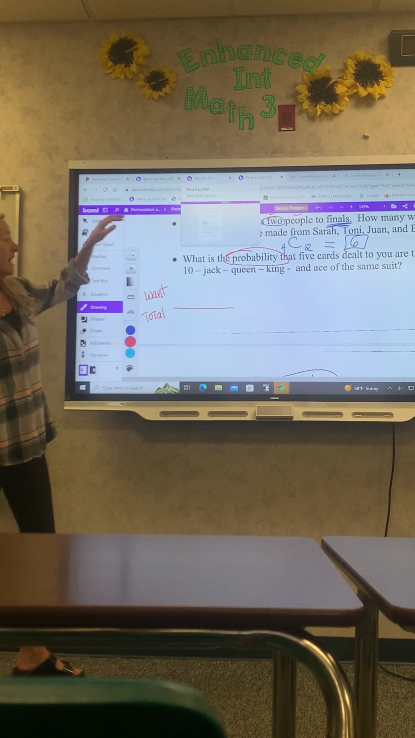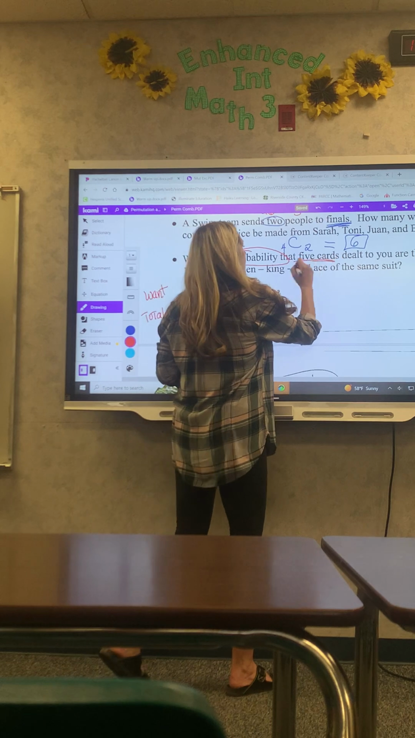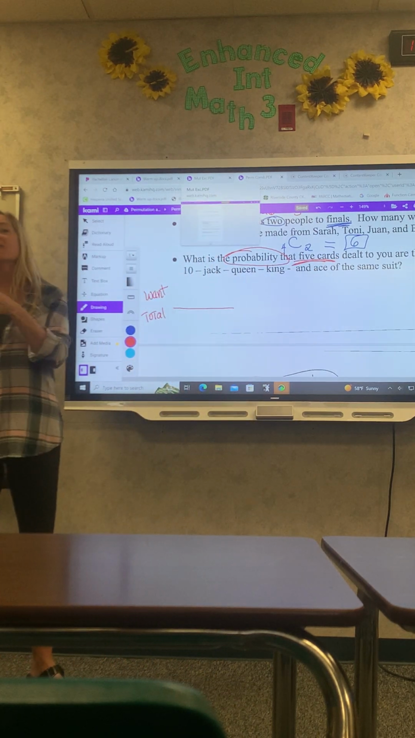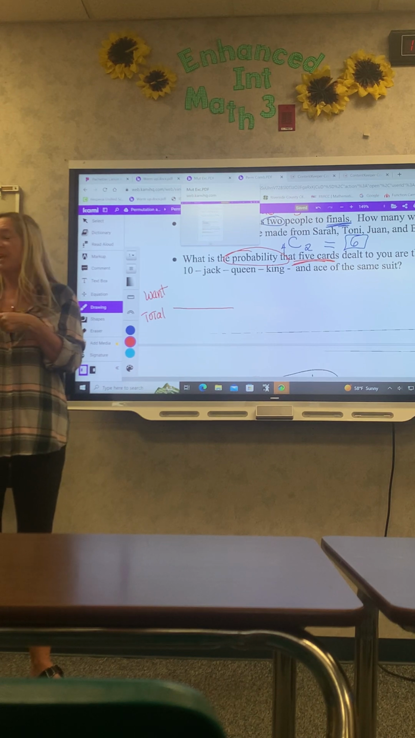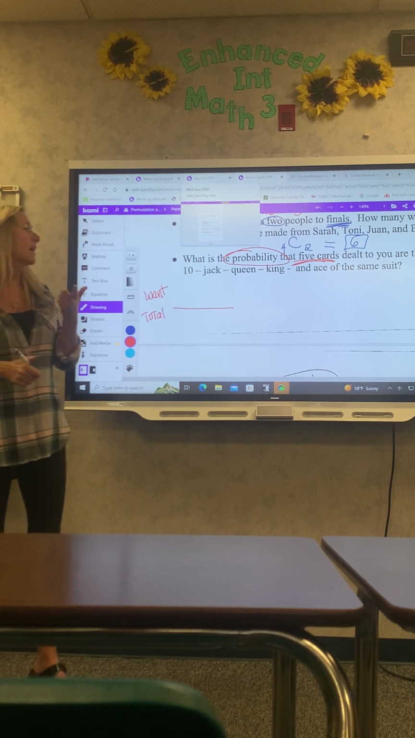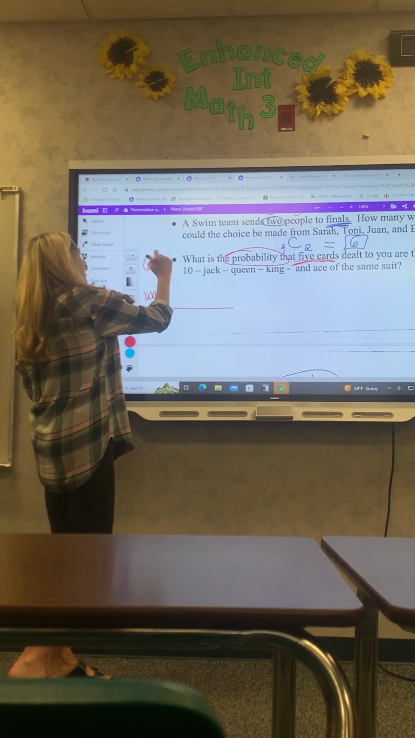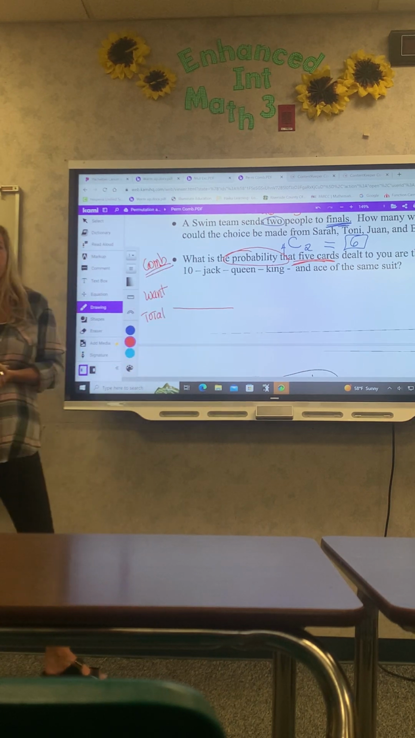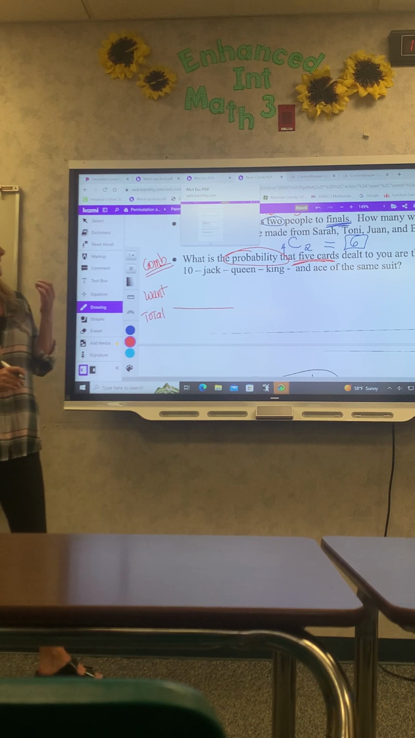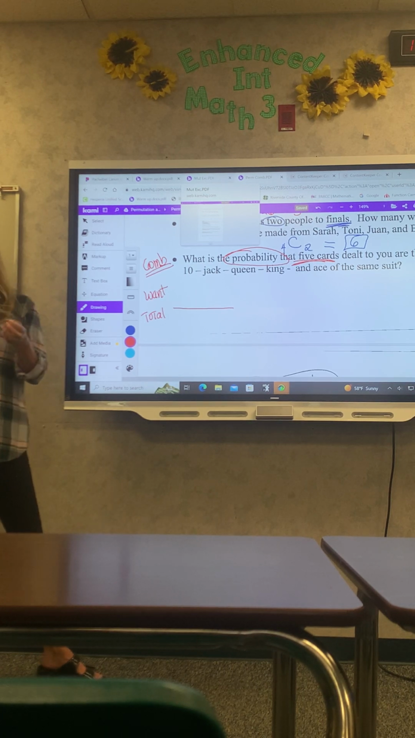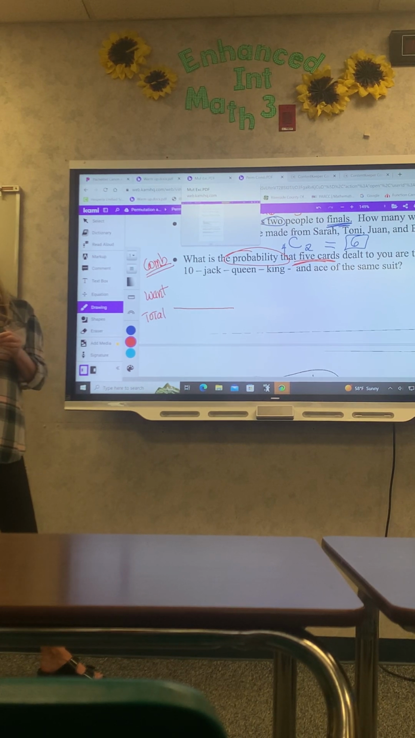Okay, you're dealt 5 cards. So again, when you're dealt cards, do you care about the order? You don't care about the order, so it's a combination. Because you don't care. And then we want to get the 10, Jack, Queen, King, Ace in the same suit. That's called a royal flush. Really hard to get. Worth a lot of money if you do get it.